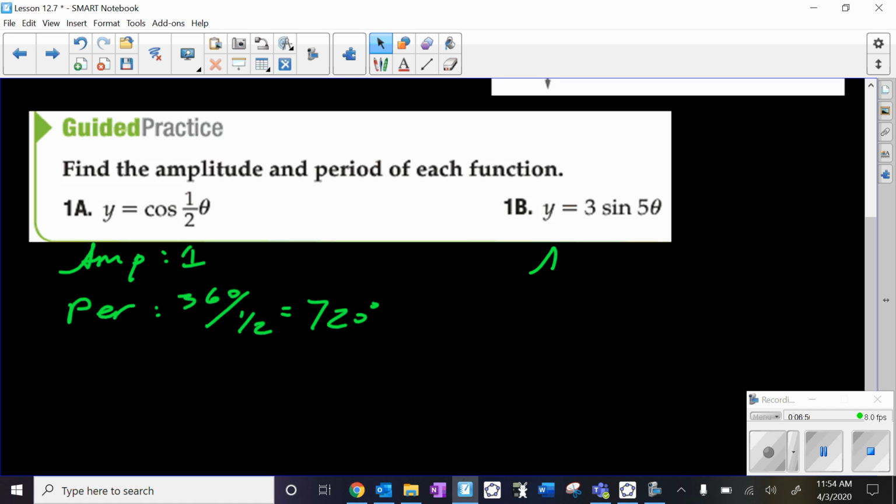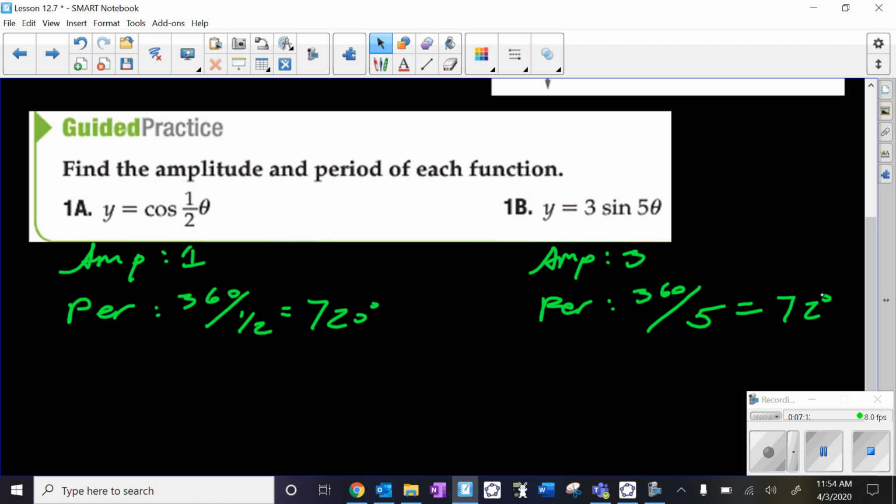Finally, in 1b, the amplitude is going to be 3, which is your height. For your period, we're going to take normal 360 divided by 5, which gets us 72 degrees. That's how you'd find your amplitude and period of your sine and cosine function.